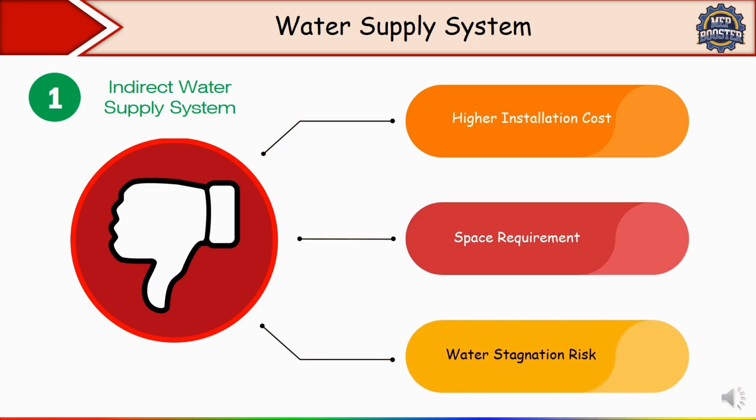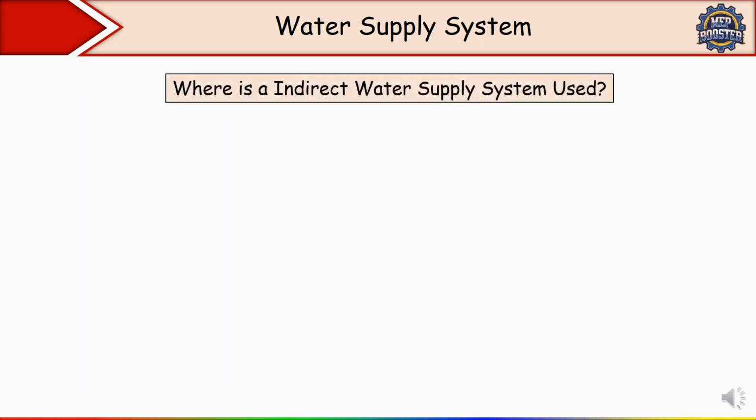And the next one is water stagnation risk. As you know, stored water can stagnate if not used regularly. Okay, so this is another limitation of the indirect water supply system. So now here we'll show you where an indirect water supply system is used.